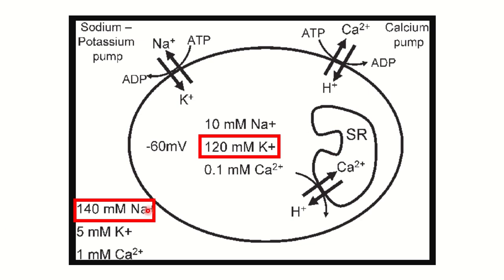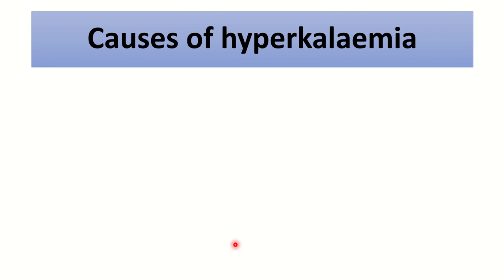On the other hand, sodium is in the extracellular fluid. So in this cell there is a bag which is filled with potassium, and if we want this potassium out of the cell, we have to destroy the cell. So now see the causes of hyperkalemia. That means we have to find out the causes which may damage the cell.